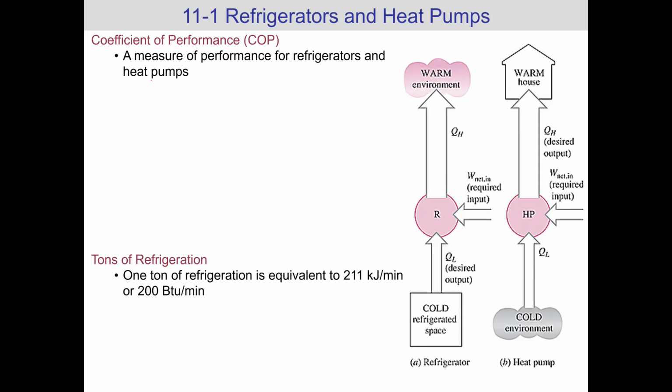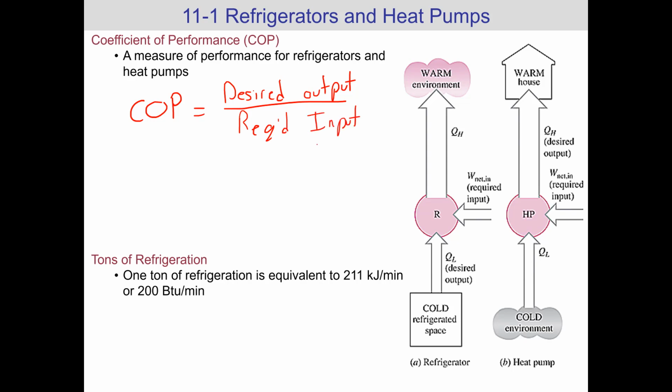If you want to recall, the performance of a refrigerator is not measured by an efficiency. It's actually measured by something called a coefficient of performance. And the definition of the coefficient of performance is the desired output over the required input. The reason why it's called a coefficient of performance is because this value tends to be at times greater than 1, so it is not a percentage, it is a coefficient.